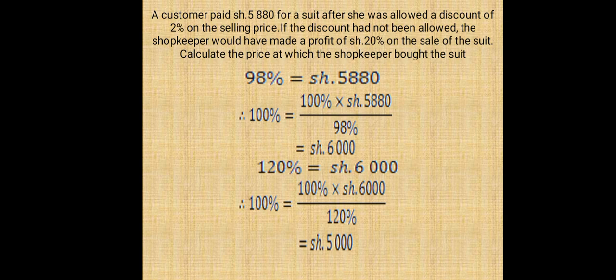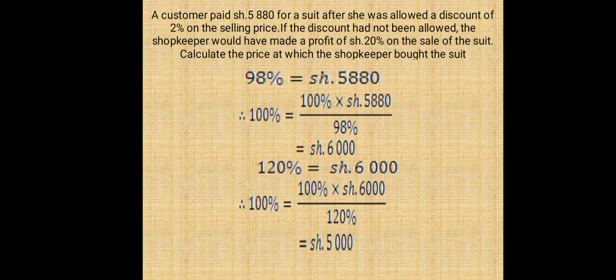Now, after the discount of 2%, what is remaining is 98%. So that 98% represents 5,880. Now, what about 100%? We take 100 multiplied by 5,880 over 98. 100% will have represented 6,000 shillings. Now, with these 6,000 shillings, the shopkeeper would have made 120%.